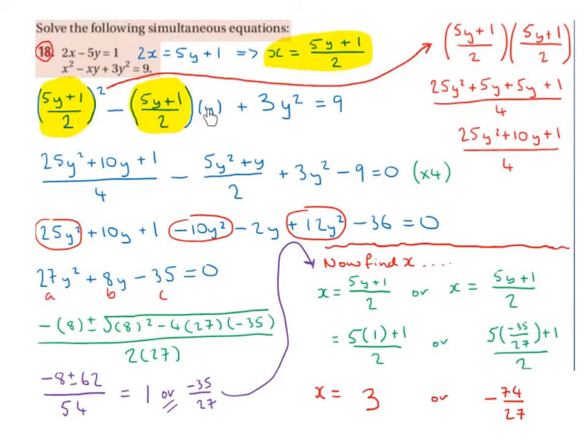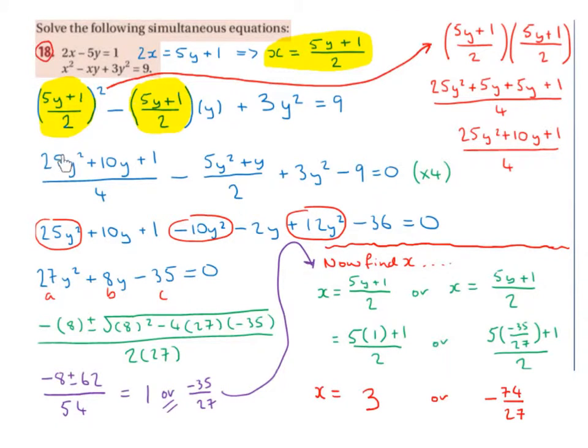Because remember, this is technically y over 1. So it's top by top. So it's 5y plus 1 multiplied by y. And then bottom by bottom, so 2 multiplied by 1 is technically what you're doing on the bottom there. And 2 by 1 is just 2. Bring down the plus 3y squared, and then bring the 9 over the equal sign, and it becomes minus 9. Now to get rid of the fractions, we're going to multiply across by 4.